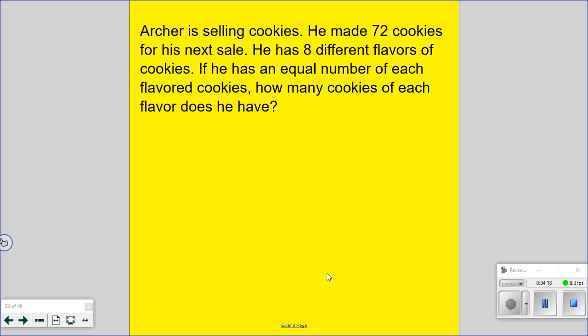So Archer is selling cookies. Way to go, Archer. He made 72 cookies. Wow, that's a lot of cookies, Archer. You must be really busy, huh? Yeah, he's a busy man. All right, he has 8 different flavors of cookies.